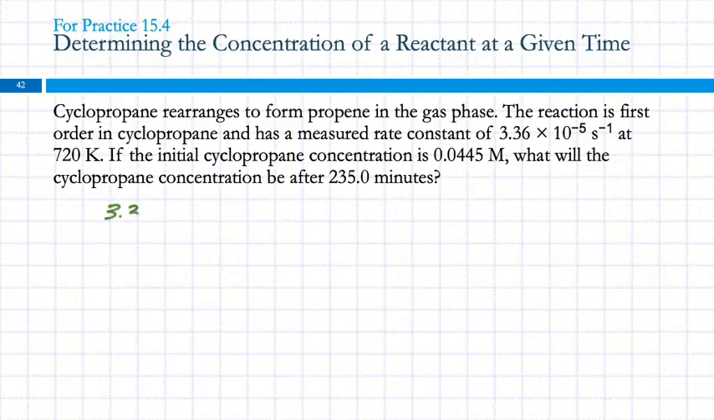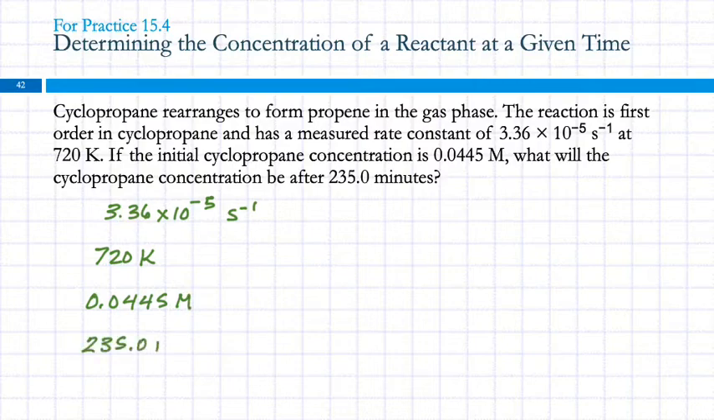We've got 3.36 times 10 to the minus 5. Always include units. I've got 720 Kelvin. I've got 0.0445 molar. And I've got 235 minutes. Well, we're talking about rate constants and rate laws. And it's telling us that the rate constant is 3.36 times 10 to the minus 5. So we use k for the rate constant.